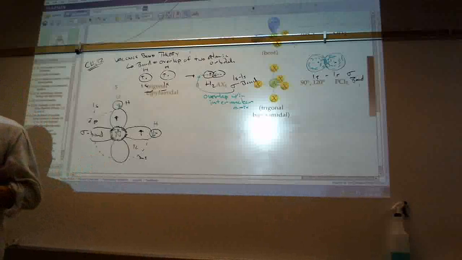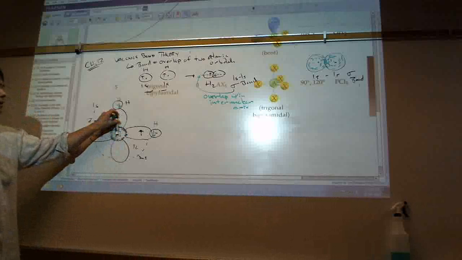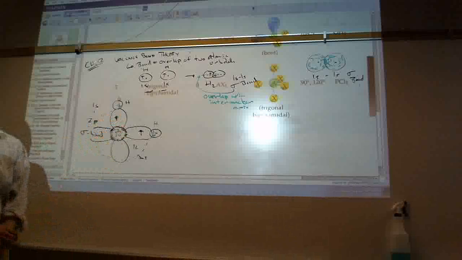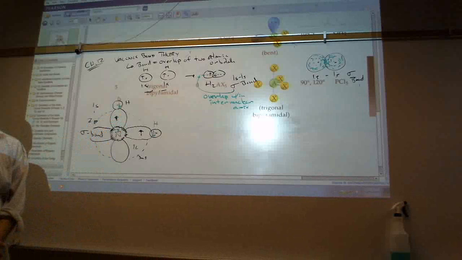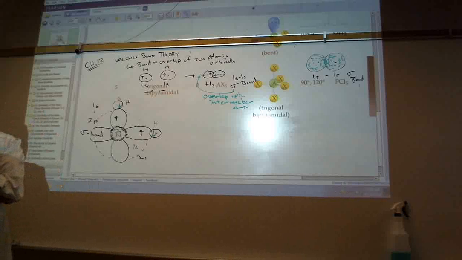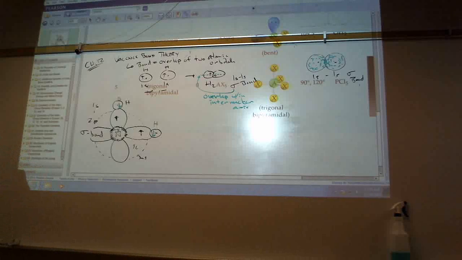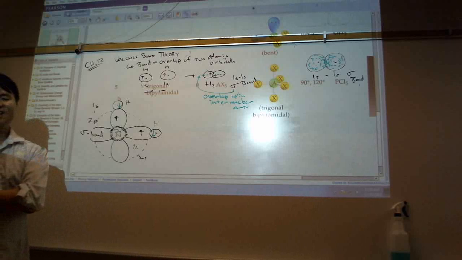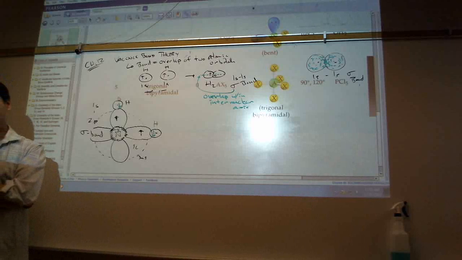And if this is x and this is y, then the bond angle should be 90, not 109. So where are we getting 109? What orbitals have a 109 angle? The d orbitals? No, the d orbital is 90. Yeah, what happens is repulsions take over.